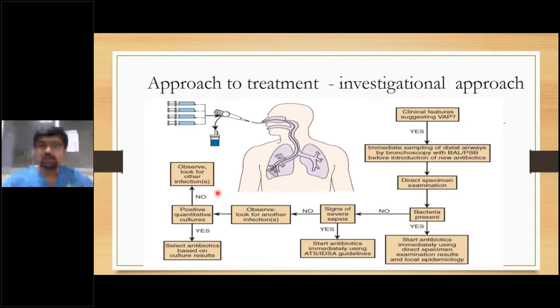And what they are suggesting is Gram stain. Gram stain becomes a very, very important tool to get to know the quality of the specimen and what bacteria are present. Once you get to know the bacteria, based on your local antibiogram, we can start with specific antibiotics and tone down later when we end up getting the definitive positive quantitative culture.